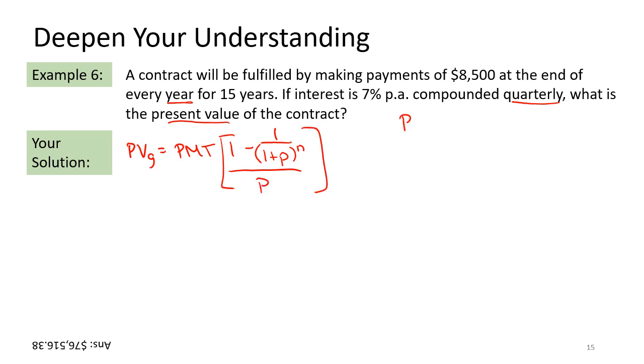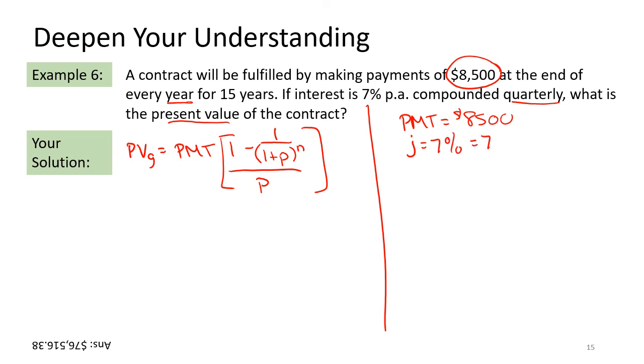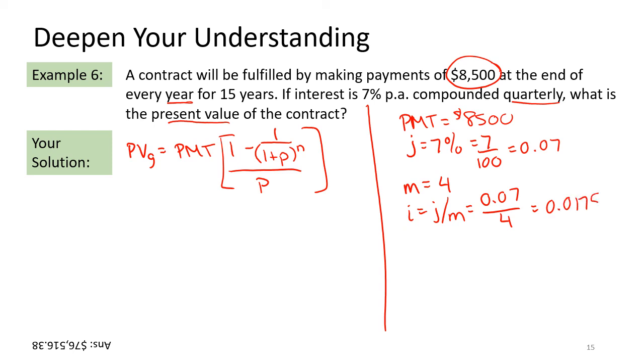So what do we know? Remember, everything on the right-hand side. Your payments are $8,500. It's given in the question. Your nominal interest rate, J, is 7%, which is 7 divided by 100, removing the percentage sign, or 0.07. Your number of compounding periods per year, M, it's compounded quarterly, so M is 4. So your periodic interest rate, I, which is J divided by M, is 0.07 divided by 4, which is 0.0175.